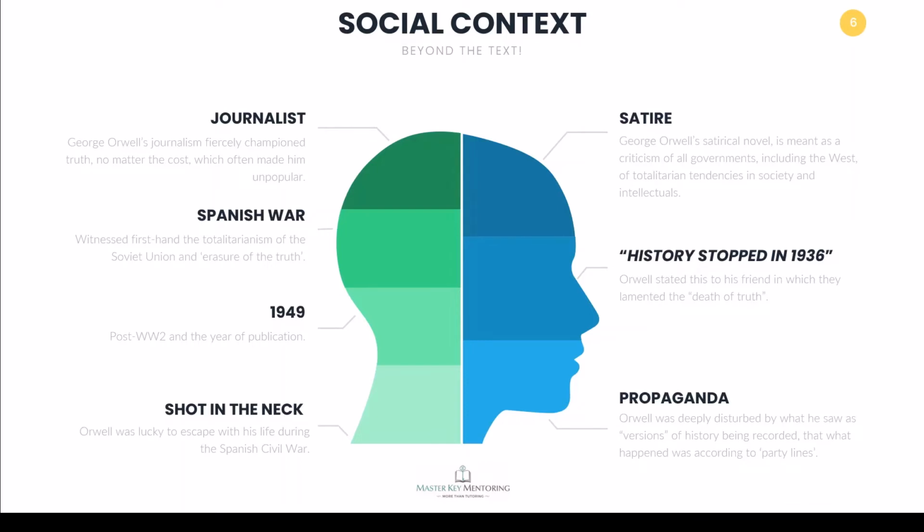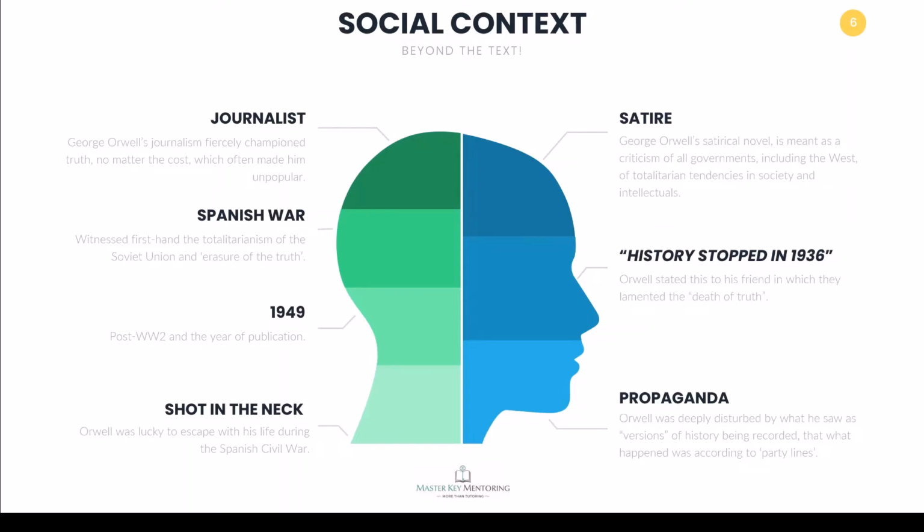The nature of a lot of his novels is satirical. And why he wrote in satire is significant. He was famously quoted as saying to his best friend that history stopped in 1936. And that was around the idea that Orwell believed that he had seen the death of truth. That was also really informed by the pervasive nature of propaganda that he saw during the wars, in which there were versions of history being written and recorded and not what was actually happening. He saw this dissolution of objective truth and instead things being written according to party lines. And that deeply disturbed him.